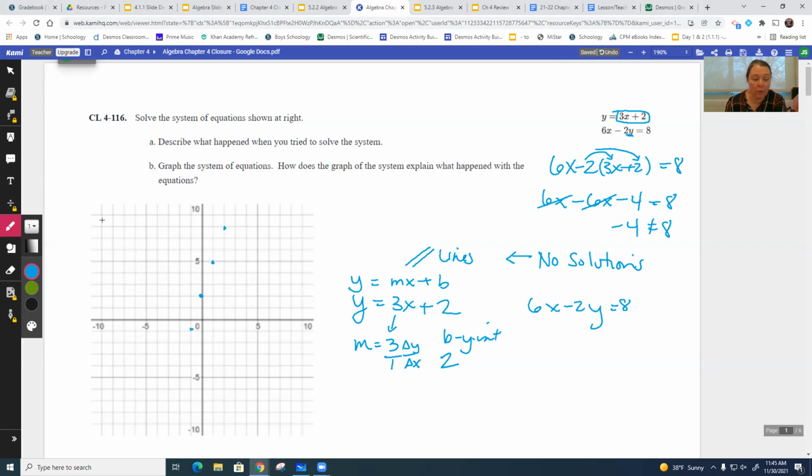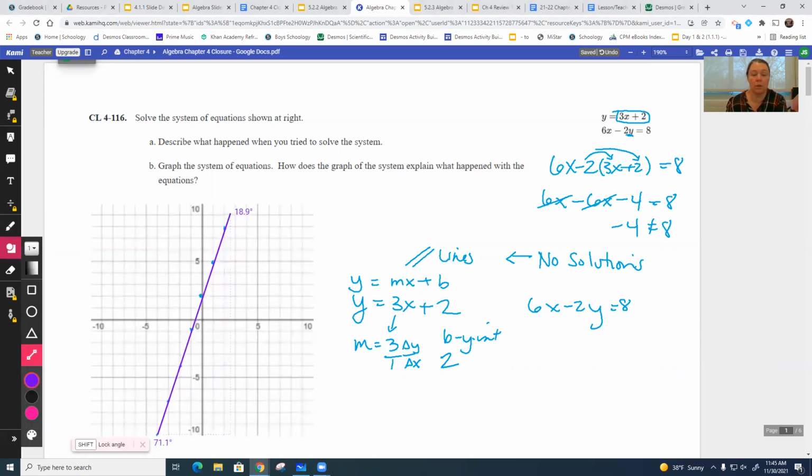It is hard to draw an accurate line on here. All right, so let's see here if I can get a line. Start here and see if I can get this through here. It's actually pretty decent.